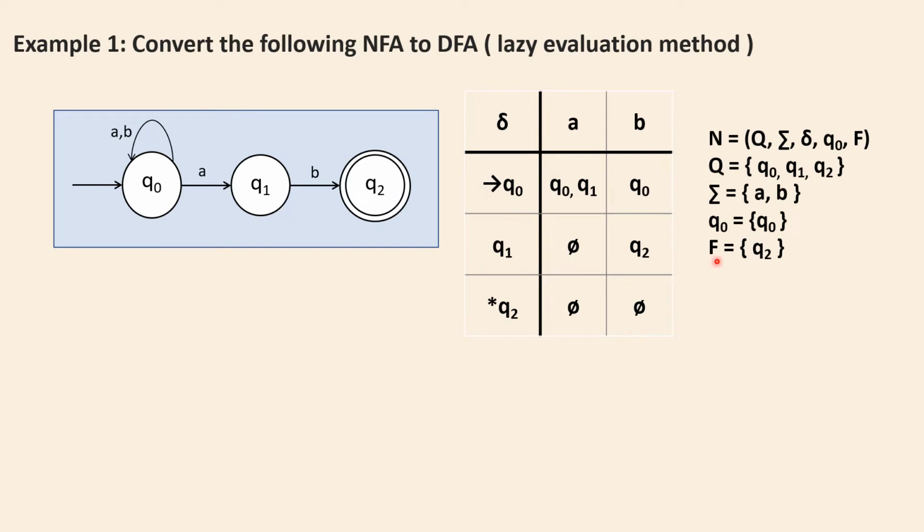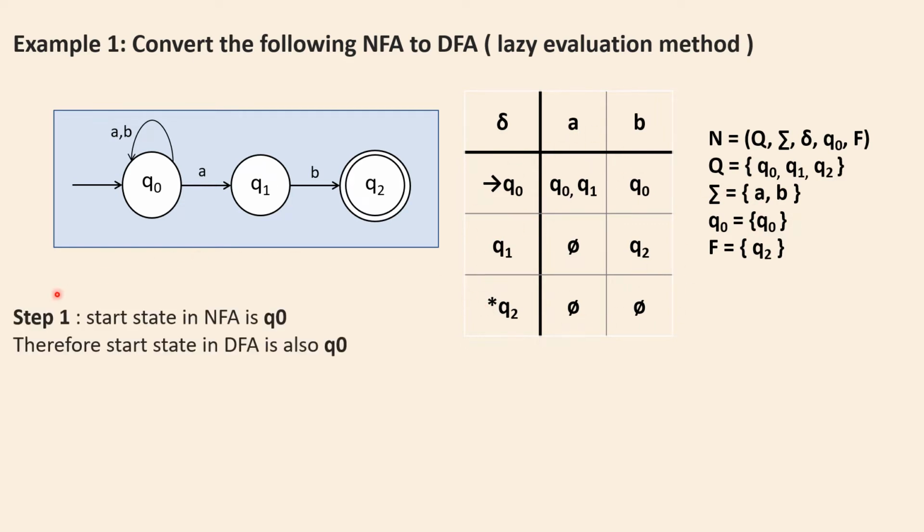Now let us see the mathematical representation. Q0, Q1, Q2 are all the states. The input symbols are A, B. Q0 is the start state and Q2 is the final state, and here we have the transition table.